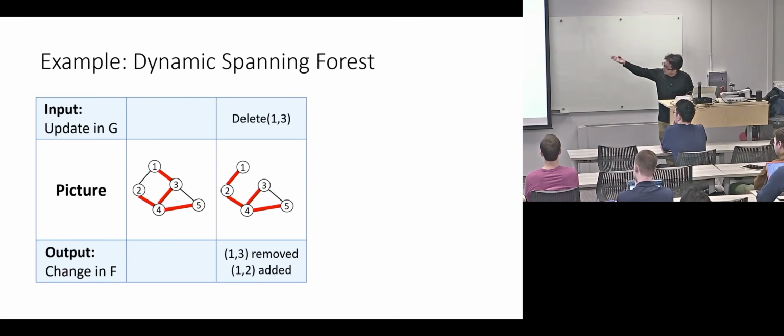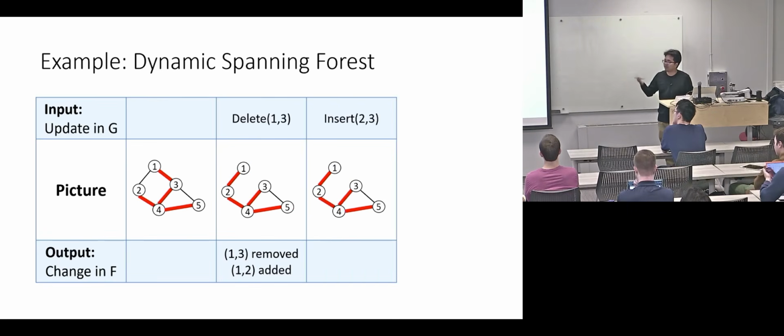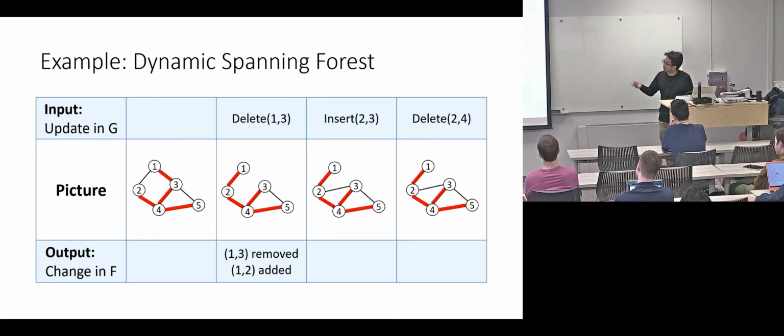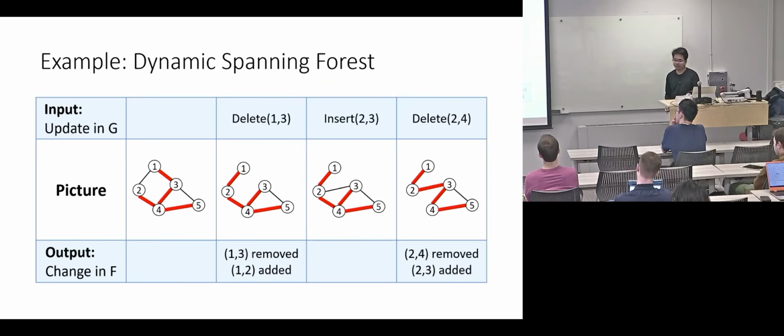And once you are done with an edge update, then the next update will come. For example, here you insert one edge from 2 to 3. Now the red graph remains a spanning forest, so you don't need to do anything. And then the next update comes. You want to delete 2 to 4, so you delete this one. Now you need to update your red graph, and you output how you update it, and so on. So this is the problem. Does it make sense?